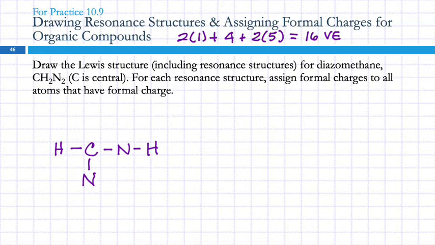We can try it like that. I'll tell you that's not going to work. Either it's closer, but it's just not going to work. Or we could do it like this. So 2, 4, 6, 8, 10, 12, 14, 16, ran out of electrons.